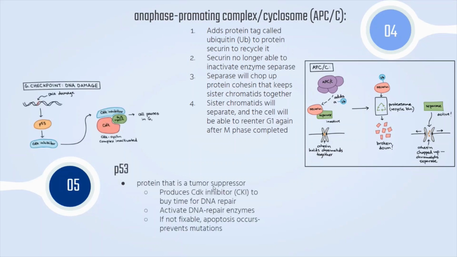Finally, p53 is a protein that is a tumor suppressor, and this produces a CDK inhibitor called CKI in order to buy time for DNA repair, and it activates DNA repair enzymes. If it's not fixable, apoptosis will occur, and this will prevent mutations from occurring. By having programmed cell death, it will make sure that infections are not spread throughout the body.